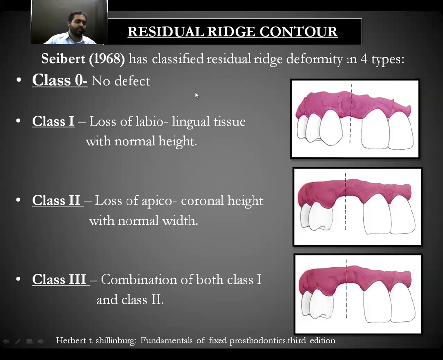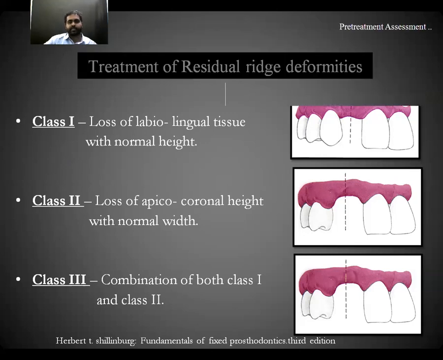In class 0, we don't have any defects on the tissue, in the height and the width of the tissue. In class 1, we have the normal height, but the loss of lingual and labial tissue is the same. In class 2, we have the normal width, but the height is compromised. In class 3, everything is compromised.